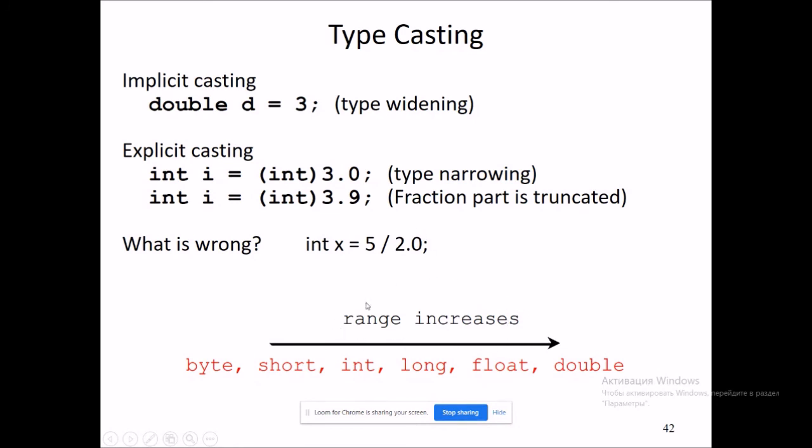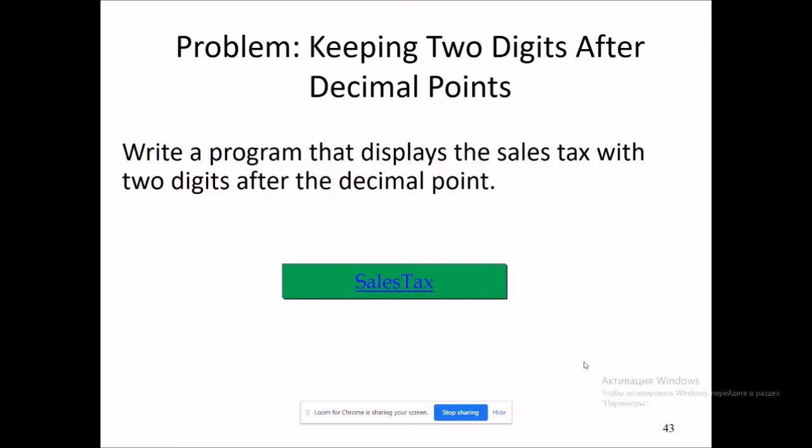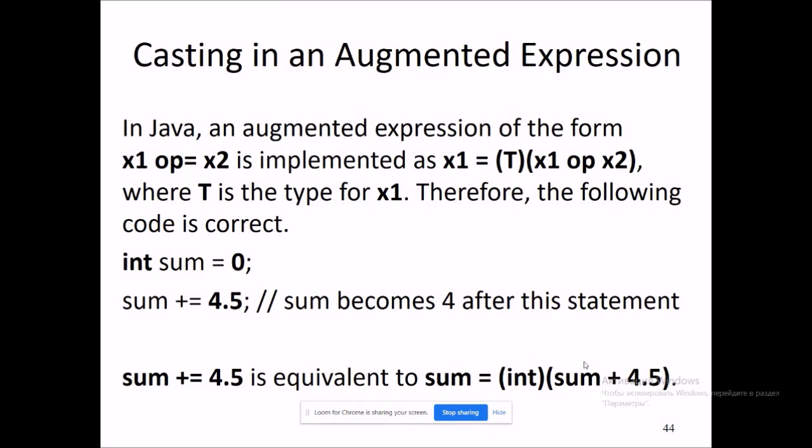The ranges by which they are increased are shown here. The byte, short, integer, long, float, and double means the priority: first of all double, then float, then long, then int, then short, and then byte. It means that if you have these two types, it will be changed to the double side. Write a program that displays the sales tax with two digits after the decimal point. It's just to show you, you can do it at home.